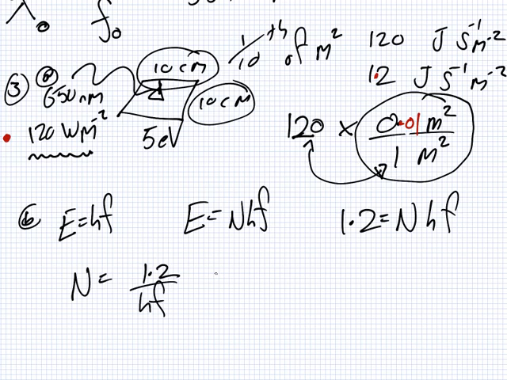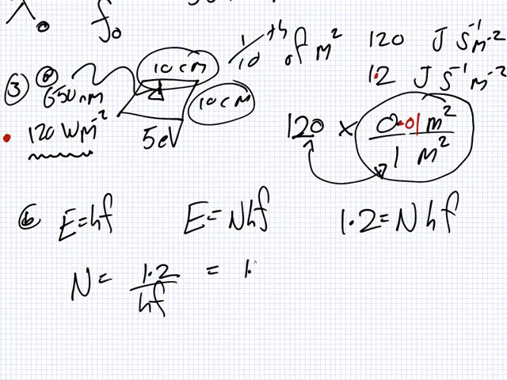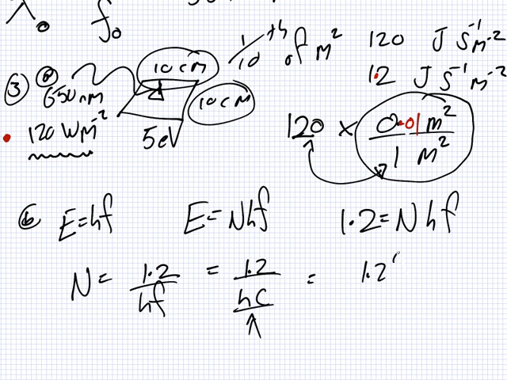Now we don't know the f, do we? No, we only know the wavelength. So that's 1.2 over hc over lambda. So that's 1.2 lambda over hc. It's going to be a pretty big number. Let's see what we get.